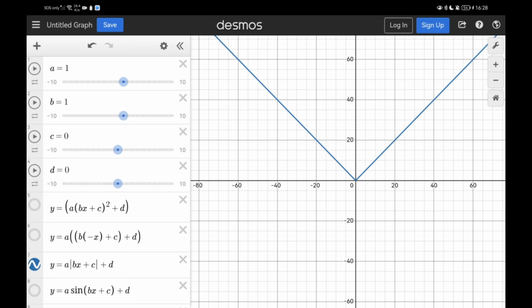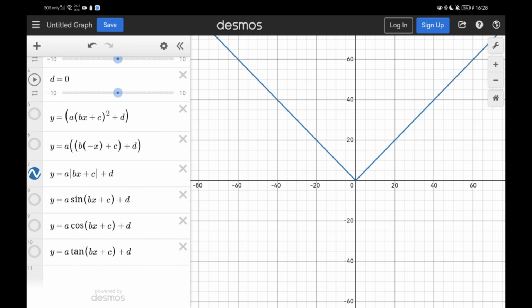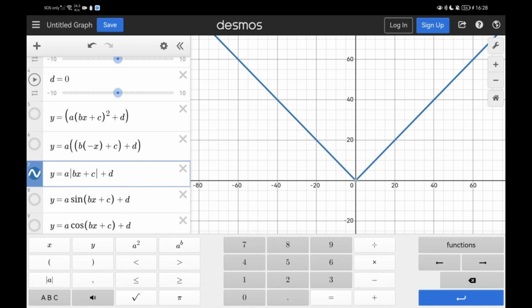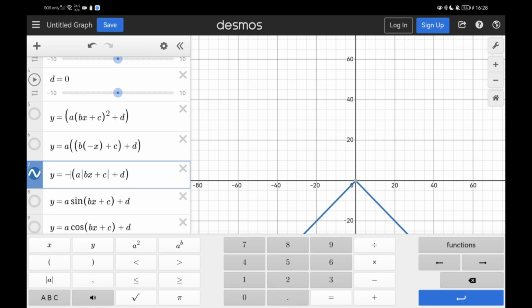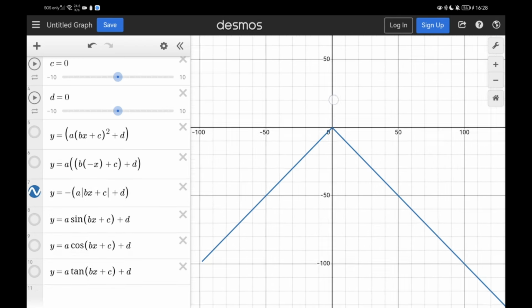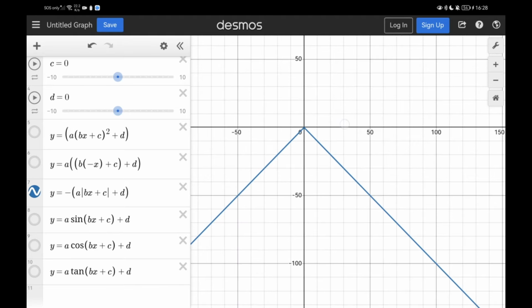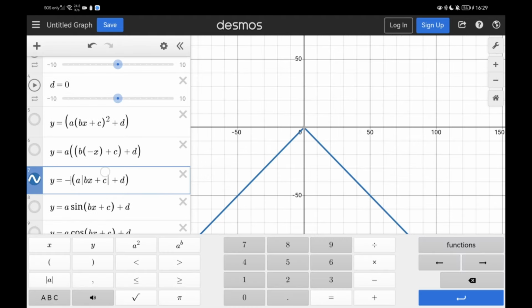And how about the reflection? For the reflection of the absolute function, I just put a negative outside, so it reflects on the x-axis. That means this function is always negative for the range.